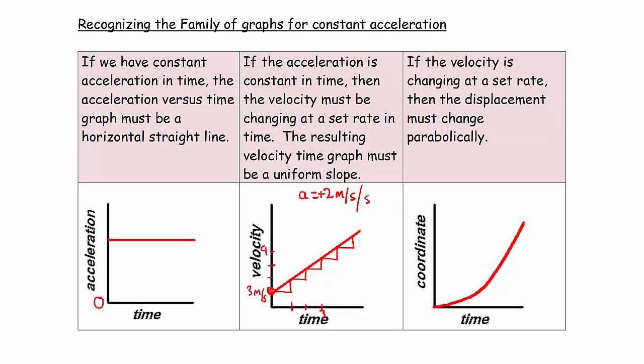Clearly, if I'm adding on the same amount each time interval, I'm going to get a straight line. So if I have a constant acceleration, I must have a horizontal acceleration versus time graph, and that means I must have a straight line sloping velocity versus time graph. If the acceleration is greater, more positive, I'll get a bigger slope. If it's less positive, a smaller slope. If the acceleration was 0, I would have a 0 slope. If it was a negative acceleration, I'd get a negative slope.